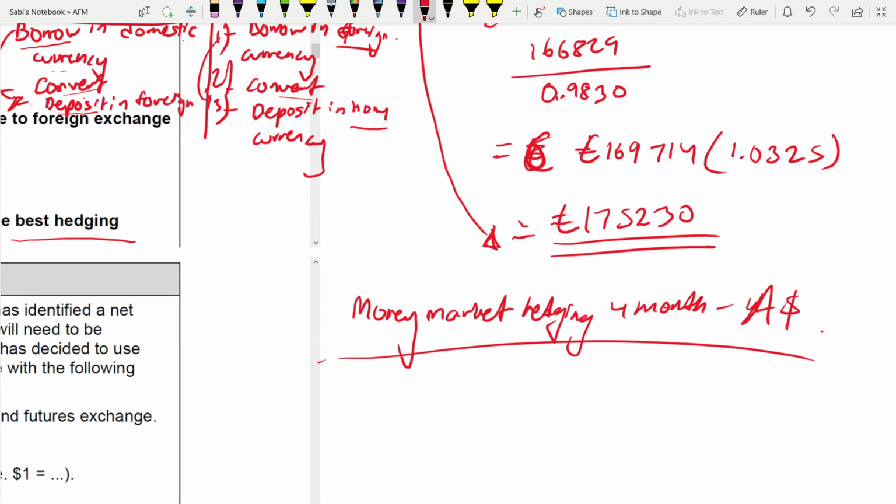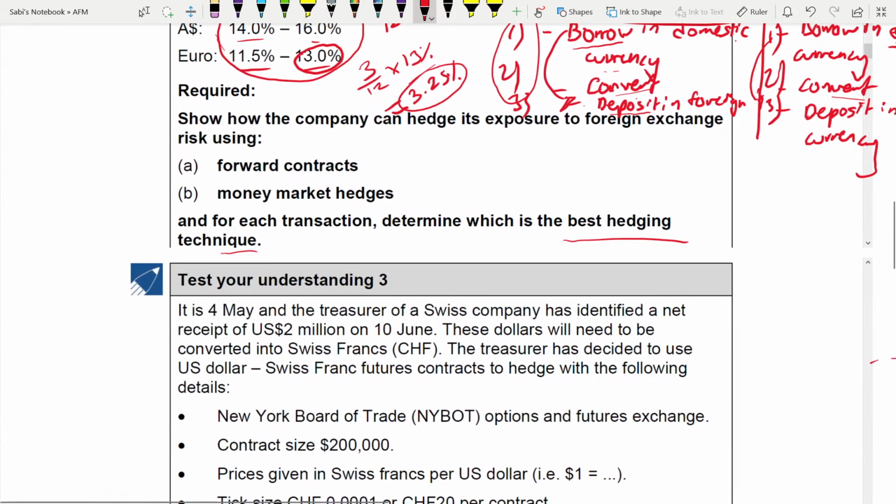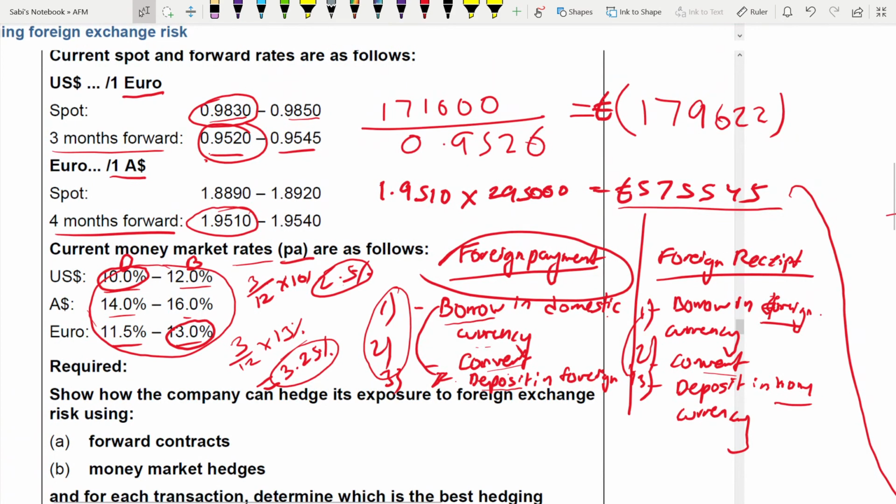So you borrow in foreign currency, right? And invest in home currency. So you have the foreign currency already with you, 295,000. So you start borrowing it. The borrowing rate we didn't decide yet. Again we have to do this. Euro versus Australian dollar. So Australian dollar, this is a foreign receipt. So you borrow in Australian dollar, that means 16%, and invest in euro, that means 11.5%.